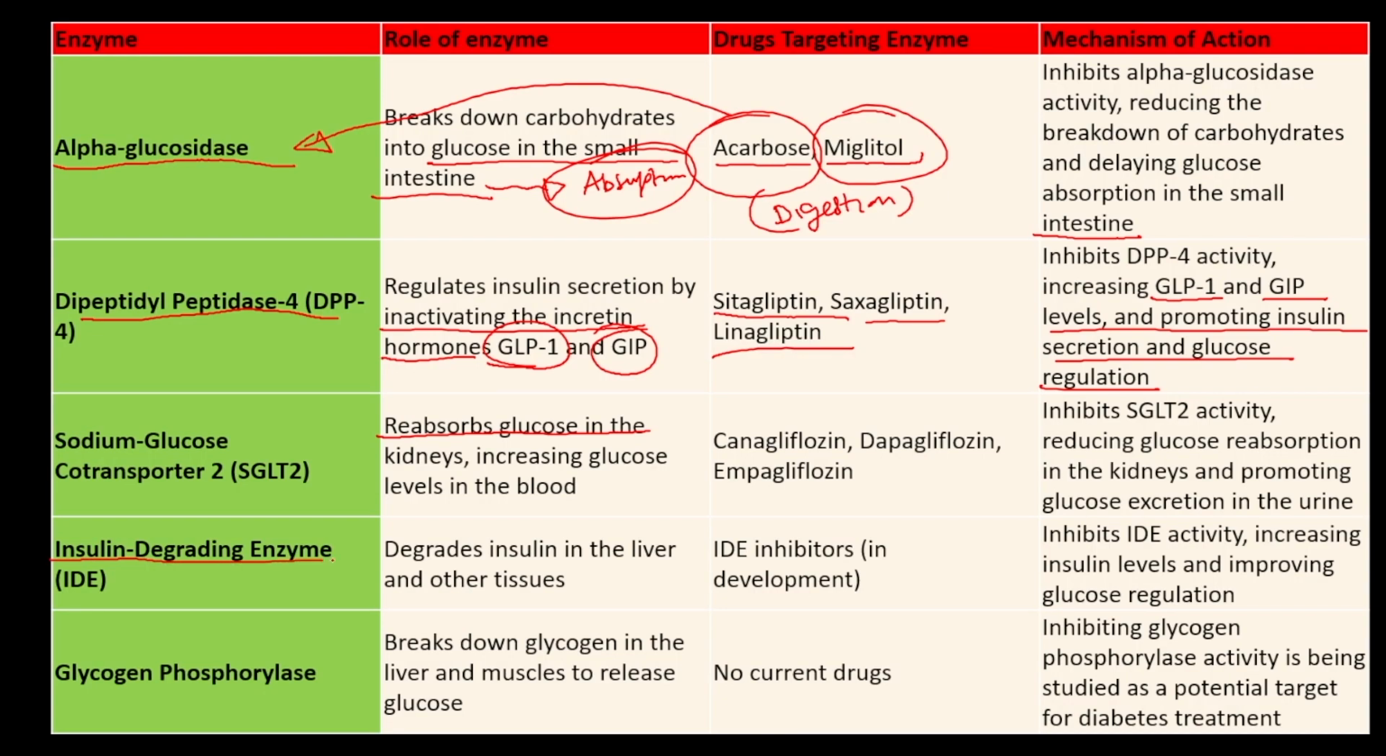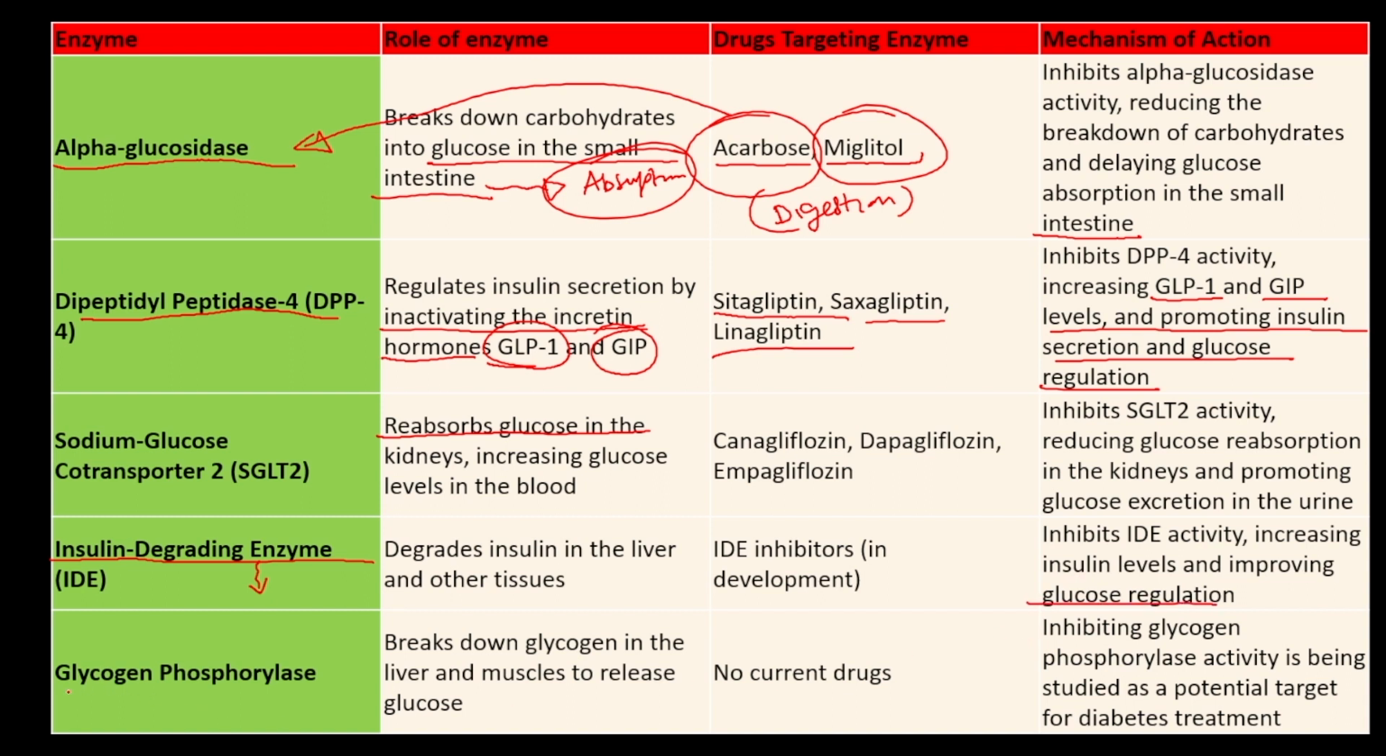Then we have the insulin degrading enzyme. As the name suggests, it degrades insulin in the blood, and it is required because it controls the level of insulin in the blood. But if the insulin degrading enzyme activity goes up, it will not allow sufficient insulin in the blood. So what you can do is put in IDE inhibitors, and they will inhibit the IDE activity, increasing the insulin level and promoting glucose regulation.